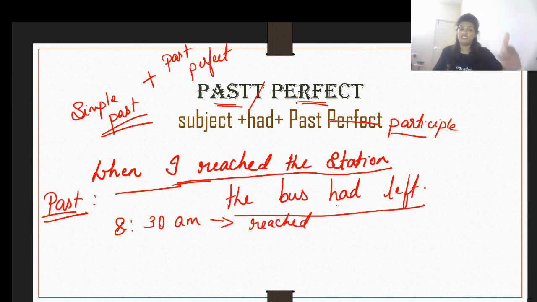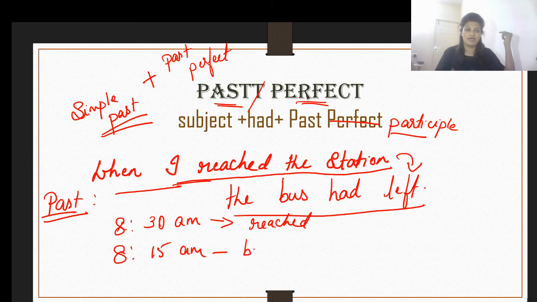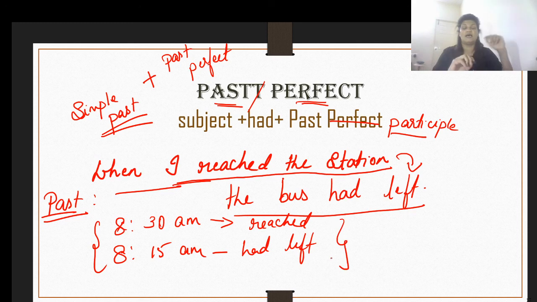But when you reached the station, the bus had already left the station, which means the bus leaving the station happened before that, which means probably at 8:15 a.m. The bus had left the station. So two actions have happened, and both have happened in the past.